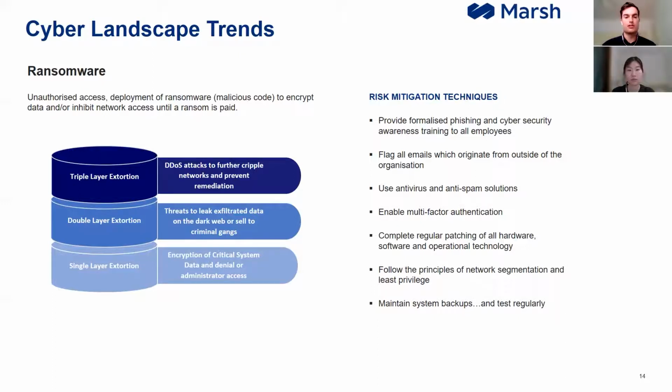These include double-layer extortion, and triple-layer extortion. Double-layer extortion is where threat actors look to leak exfiltrated data on the dark web or threaten to sell it to criminal gangs. And triple-layer extortion, where DDoS attacks are used to further cripple the network and prevent remediation. There are risk mitigation techniques available to businesses of all sizes to limit the impact of ransomware.